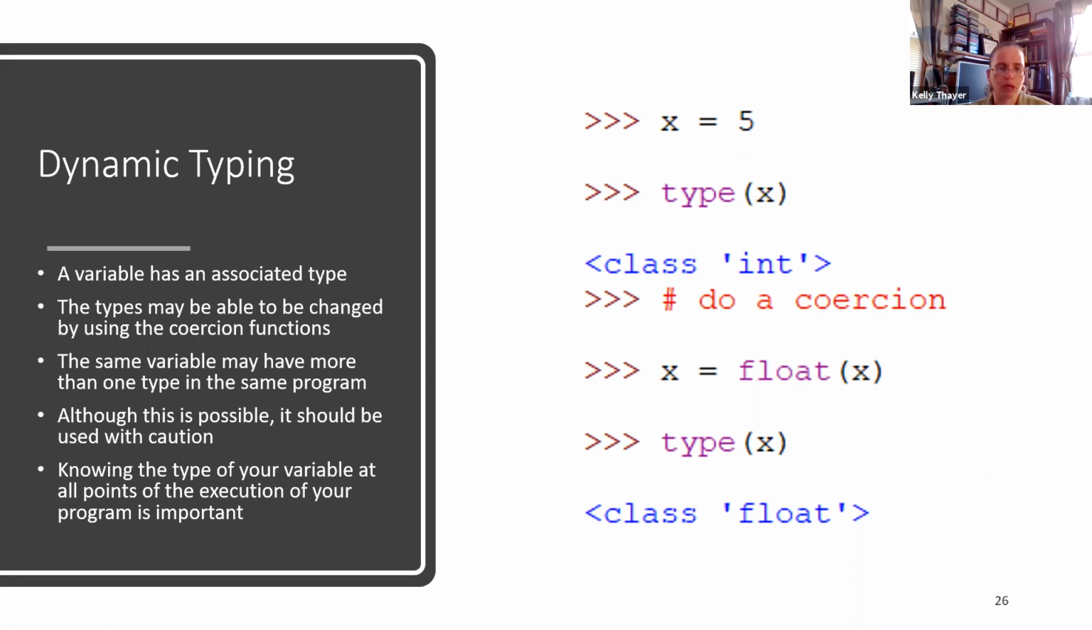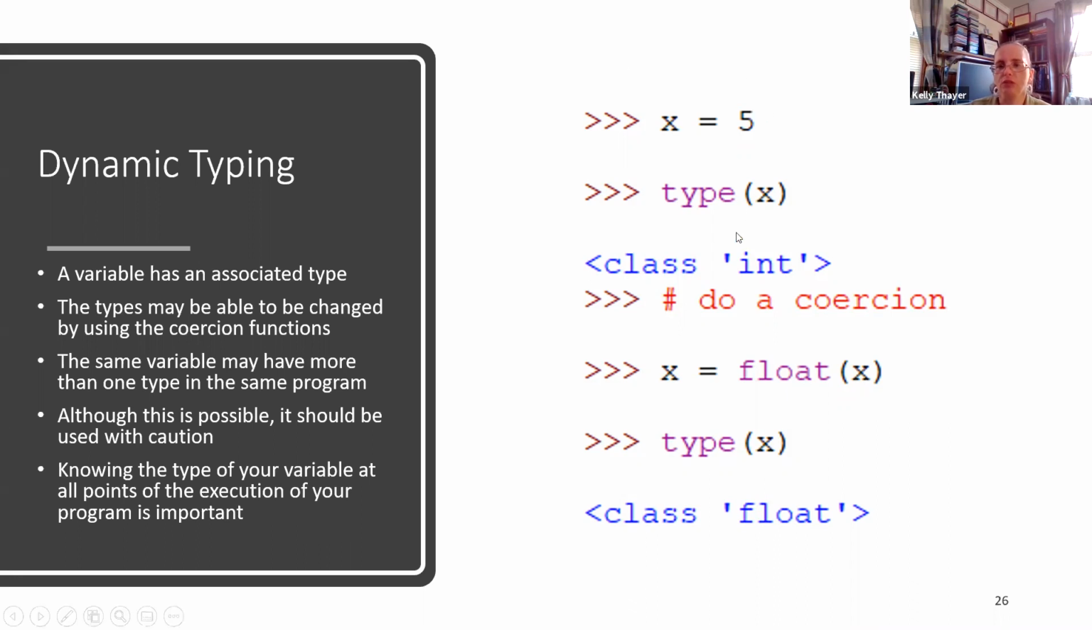The same variable may have more than one type in the same program, which is the dynamic typing, because it is dynamic. Although it's possible, this should definitely be used with caution. Knowing the type of your variable at all points of the execution of your program is important.